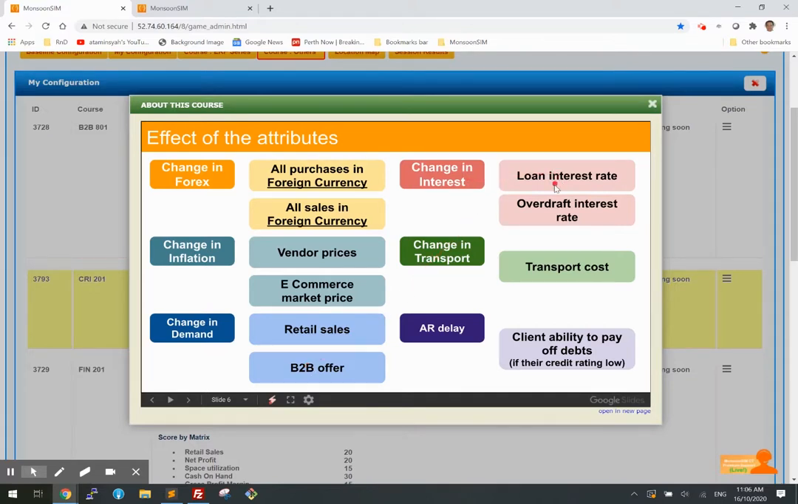Interest rate means that your loan will get affected plus your overdraft. Change in transportation costs means that transportation costs will get affected. AR delay means that your client's ability to pay off debt has now been degraded.